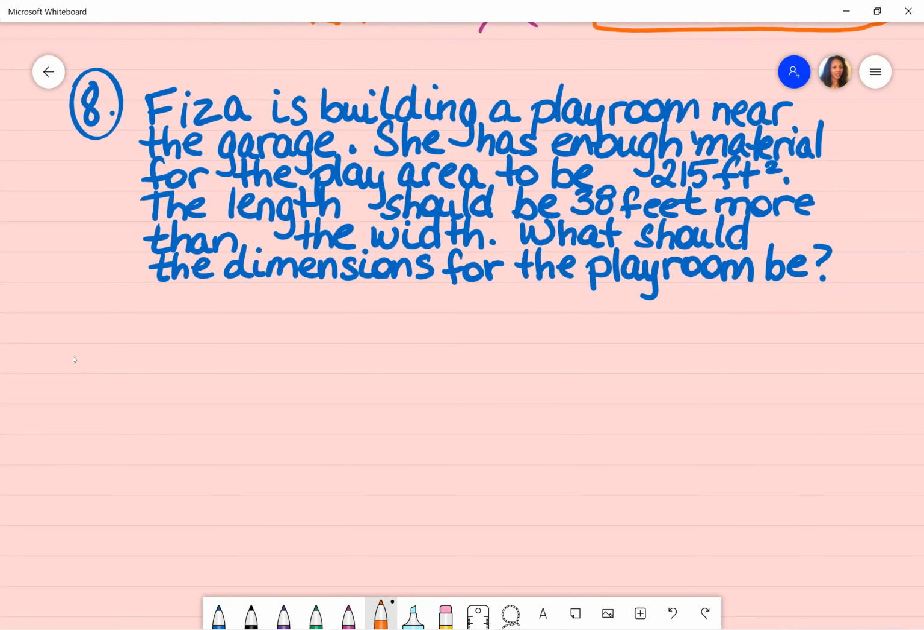Okay. Fizza is building a playroom near the garage. She has enough material for the play area to be 215 square feet.